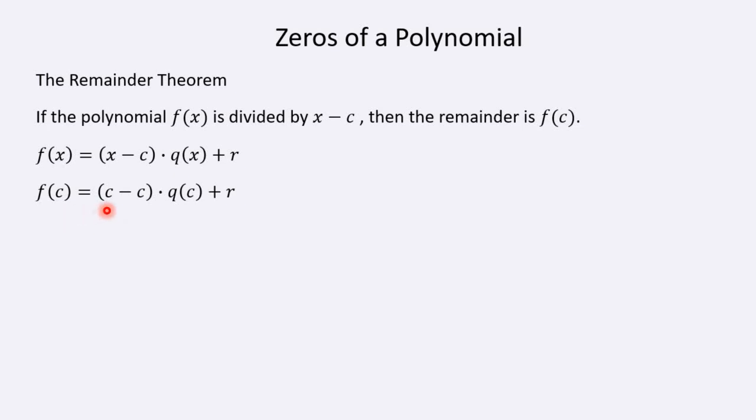you'll see that we get that f of c is equal to c minus c times the q of c plus r. But c minus c is equal to 0. And then 0 times the q of c is equal to 0. And 0 plus r is r. So if you divide the polynomial f of x by x minus c, the division algorithm guarantees that you can find a quotient q of x that is unique and a remainder r such that this will be true.